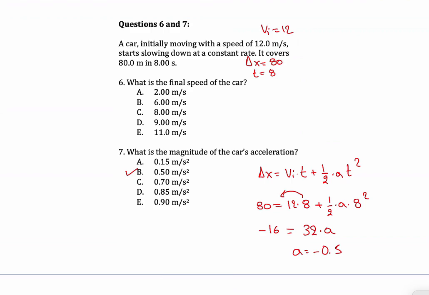And now that we know the acceleration, we can find the final speed. V final is equal to V initial plus at. The V initial is 12 minus 0.5 times 8. So 12 minus 4, the result is 8 meters per second.